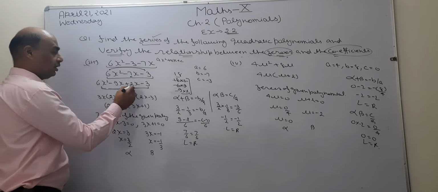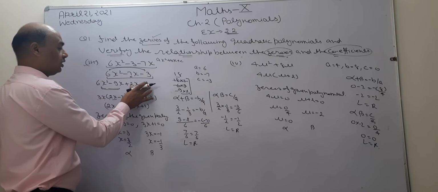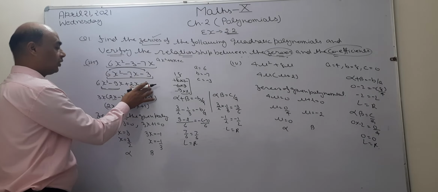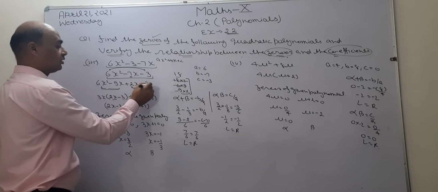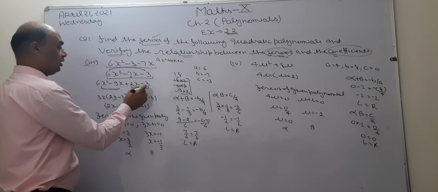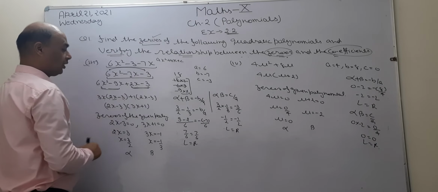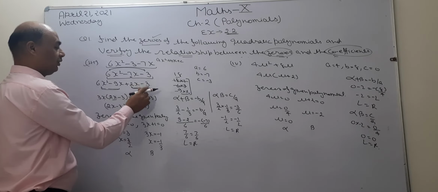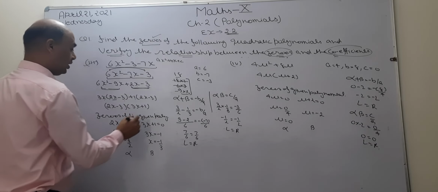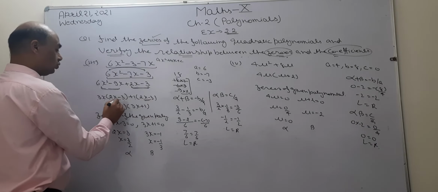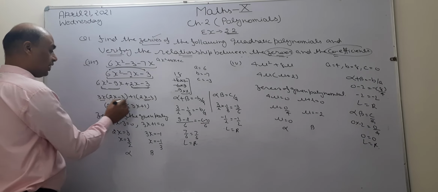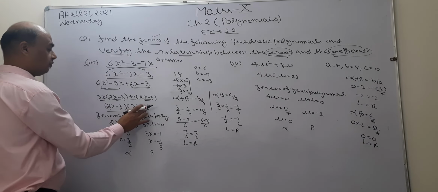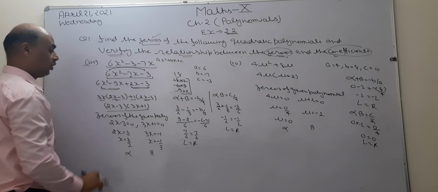Now see, this is 2 and this is 3. Nothing is common between these two numbers, therefore I take 1 common. And x is not there in this last term. It means in the last pair 1 is common. When I take 1 common, this will remain same as it is. Now see, what is common? These two terms are common. I take common 2x minus 3. What is left? 3x plus 1. Now these are the factors of the given polynomial.